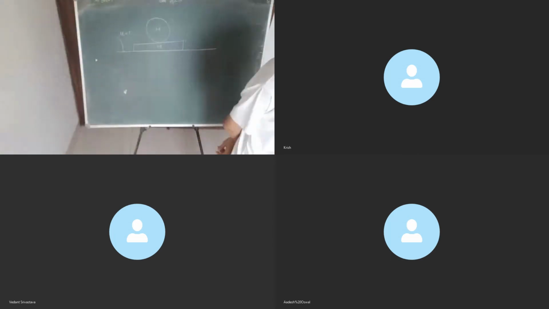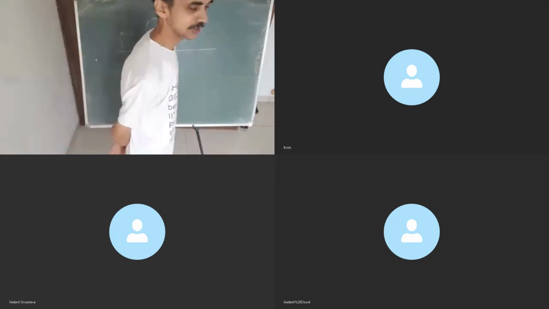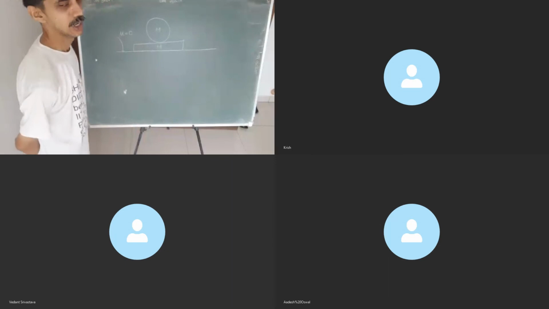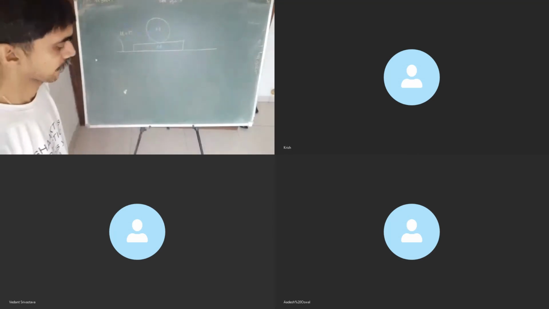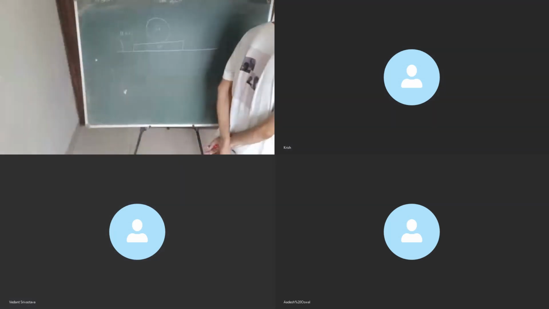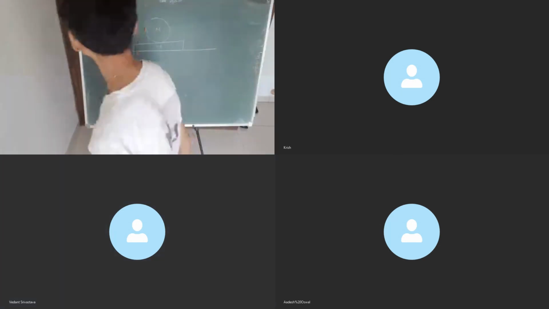Plank being kept on a smooth surface. Find the equation of motion, hence alpha.